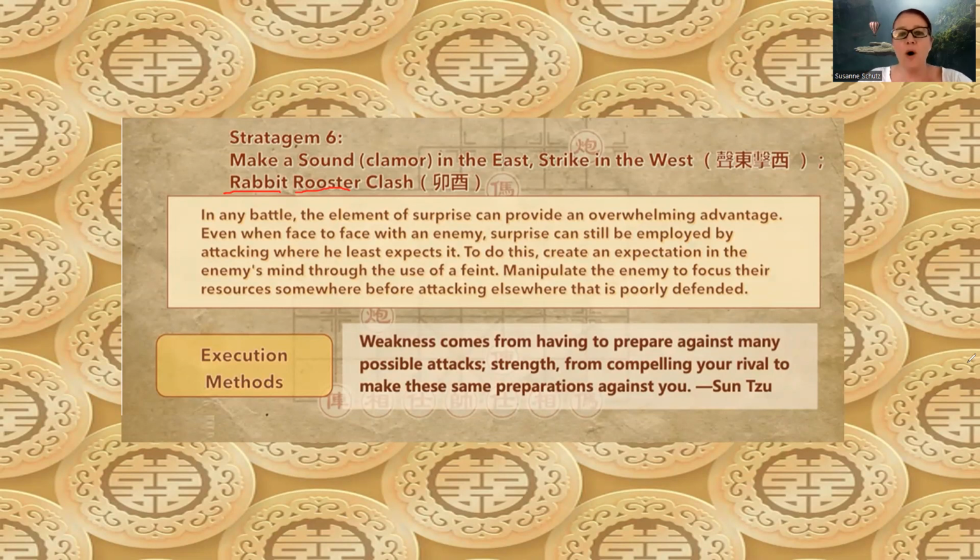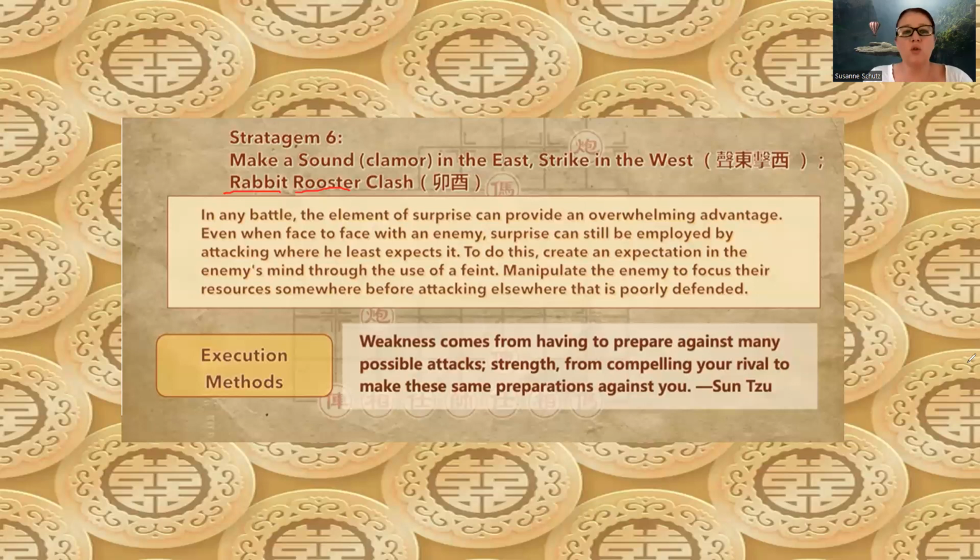Now, what you have to do is essentially confuse people by creating a big fuss on one side, and then when the enemy is distracted, you strike from the other side. Now, for those of you who are familiar with Bazi, you know that the rabbit resides in the east, and the rooster resides in the west.